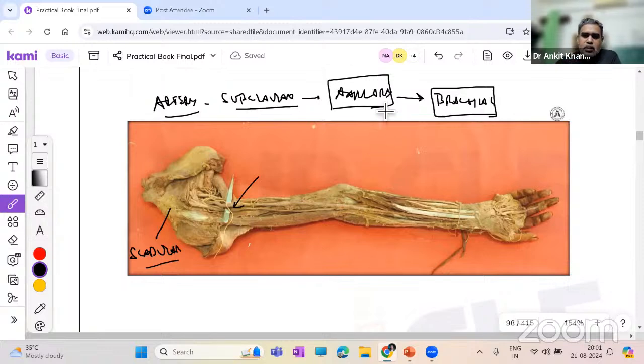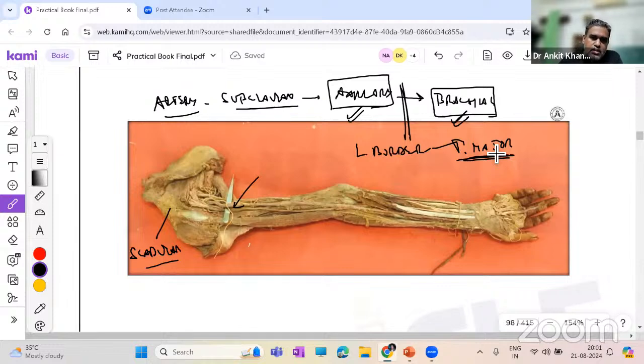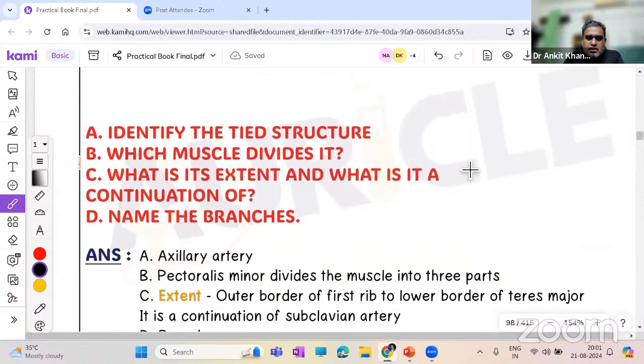In the axilla region, we call this artery the axillary artery. The moment it crosses the axilla, it becomes the brachial artery. So what is the point where the axillary becomes brachial? It is at the lower border of teres major muscle. Remember this. After this, it becomes the brachial artery. So here it is probably above the teres major, could be the axillary artery. Let us see. Yeah, it is the axillary artery.